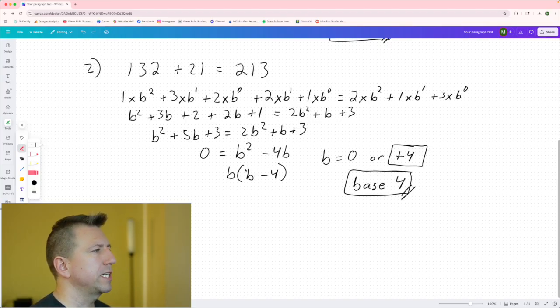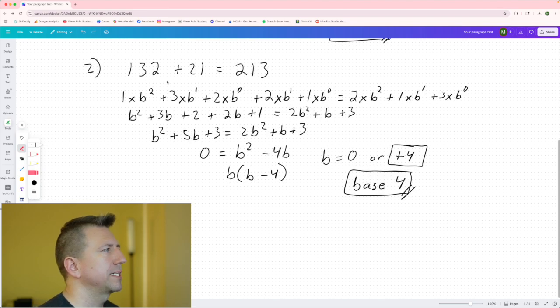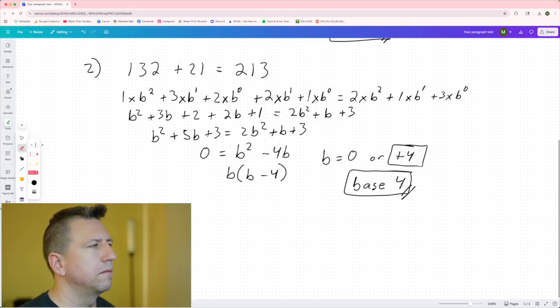Now you can always do a check of placing that base 4 back in to make sure that this all works out. I'm not going to do that for you here, but that's our process. Here we determined the unknown base from a given equation.